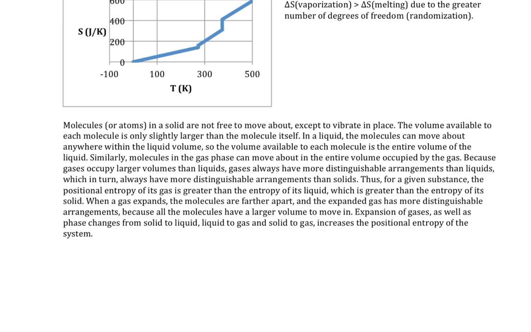Thus, for a given substance, the entropy, which is called positional entropy, because we're talking a lot about volume here, kind of like where in there is it positioned. The positional entropy of a gas is greater than the entropy of its liquid, which is greater than the entropy of its solid. When a gas expands, the molecules are farther apart, and the expanded gas has more distinguishable arrangements because all the molecules have a larger volume to move in. Expansion of gases, as well as phase changes from solid to liquid and liquid to gas and solid to gas, increases the positional entropy of the system.